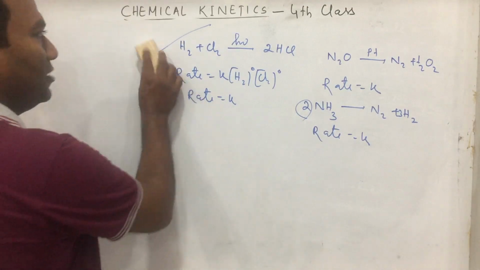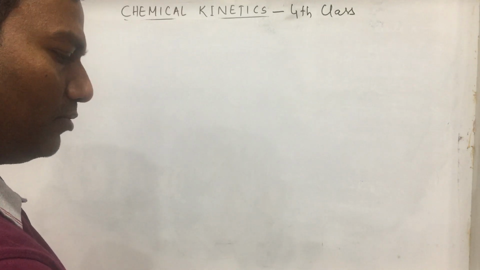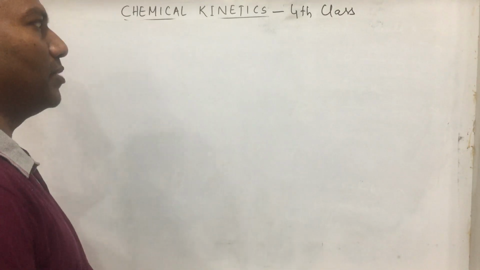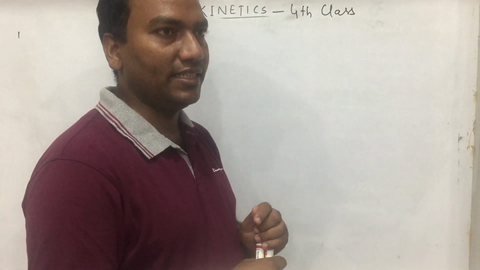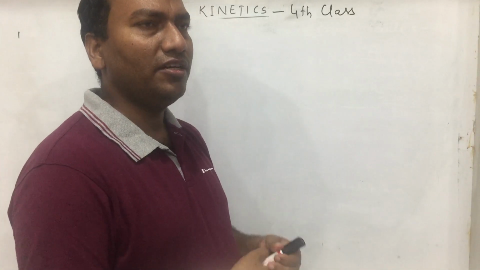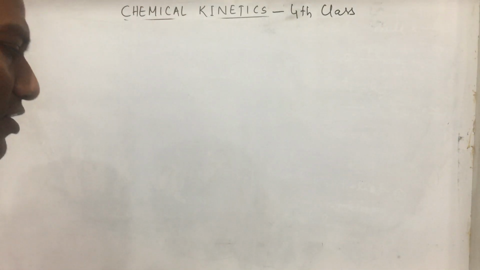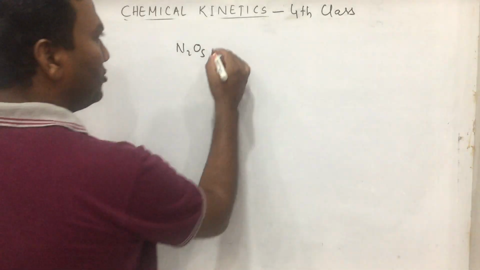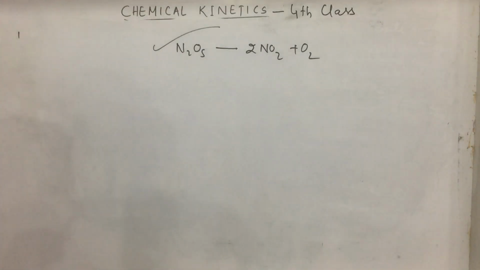Similarly, how can you know that a reaction is a first order reaction? Always remember, any chemical reaction that takes place in the presence of an acid catalyst is always a first order reaction. Clear? All hydrolysis reactions are always first order reactions. Suppose N2O5 gives rise to 2NO2 plus O2. This is a first order reaction. So here the coefficient is 1 and its order is also 1.